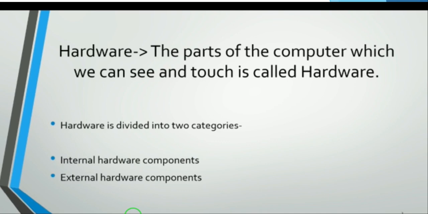So, what is hardware? The parts of the computer which we can see and touch is called hardware, and it is divided into two categories: internal hardware components like motherboard, CPU, sound card, video card, etc. And the external hardware components just like your keyboard, mouse, monitor, printer, etc.